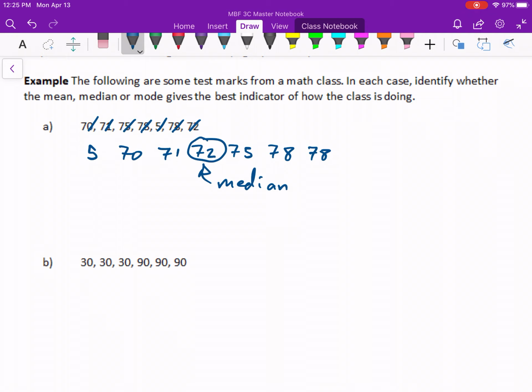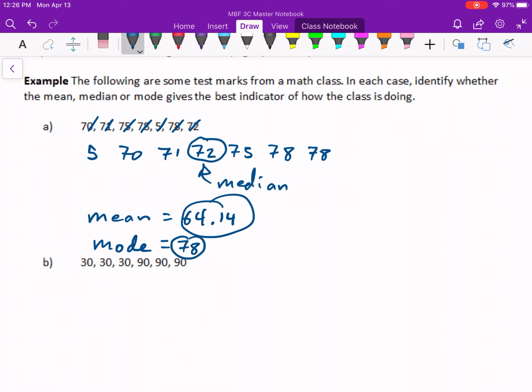If I was to take the average, if I add these all up, 5 plus 70 plus 71 and so on, and divide it by 7, what I get is a mean of 64.14. And the mode would be 78, because that one occurs twice, right?